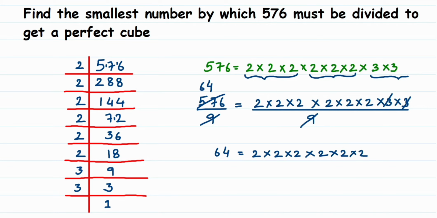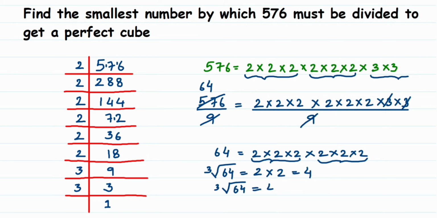Now if you want to find out the cube root of 64, you just form groups of 3. This forms one group and this forms another group. From each group take one factor. So from this group I'll take one 2, and from this group I'll take another 2. So that is 2 2s are 4. So the cube root of 64 is 4.